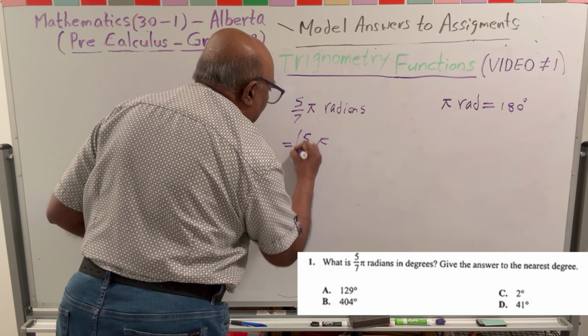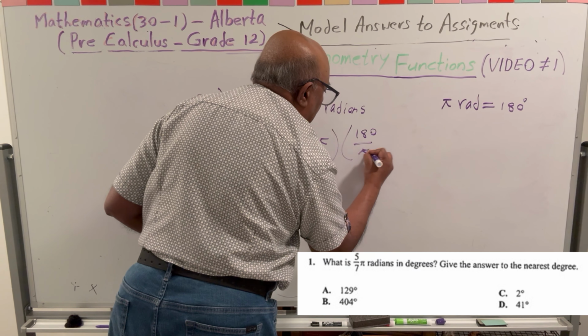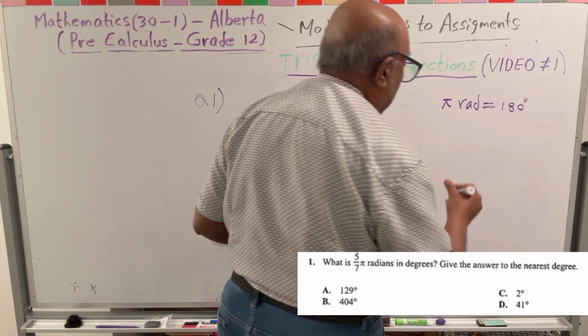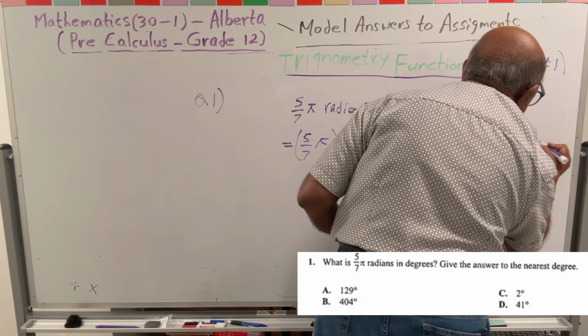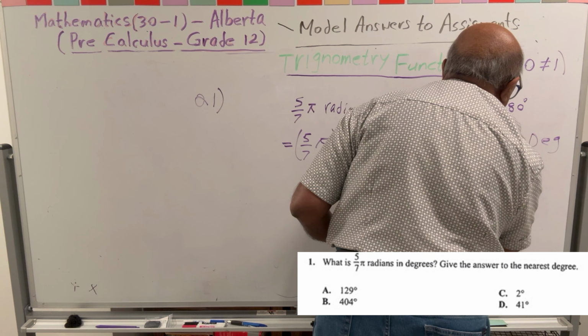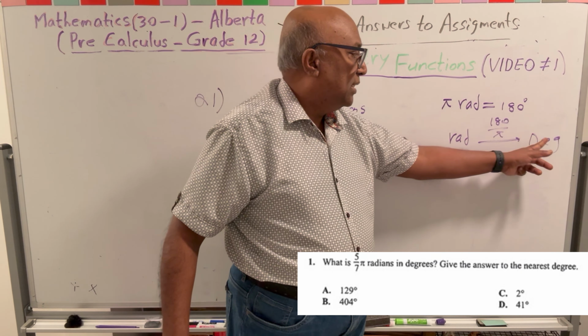Pi multiplied by this conversion factor. This is a conversion factor to convert radians into degrees. To convert radians into degrees, we can use this conversion factor, 180 by pi. If you multiply any radian value by this, you get the answer in degrees.